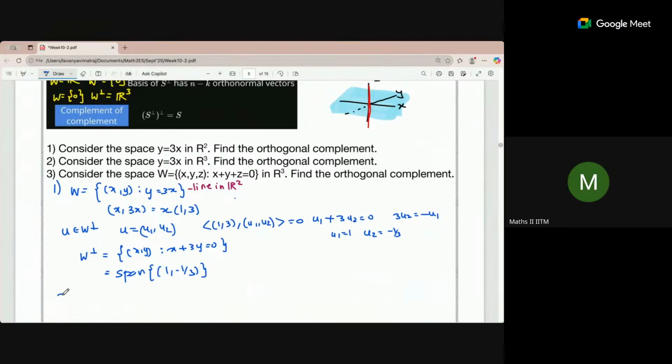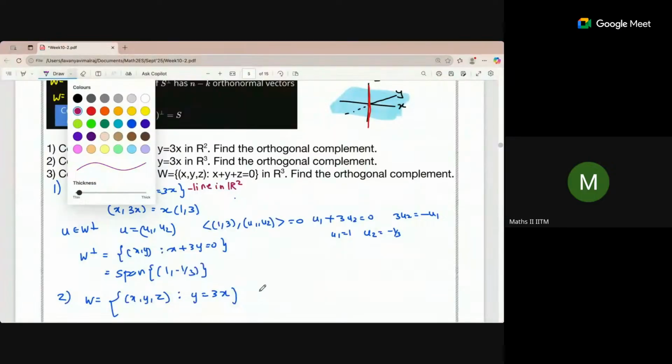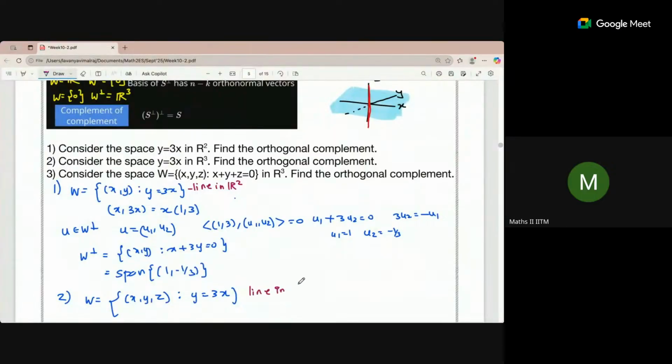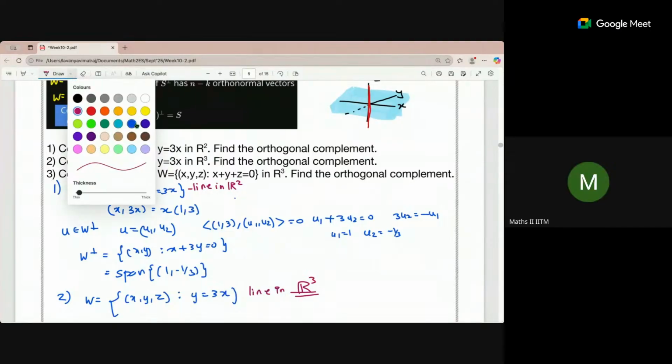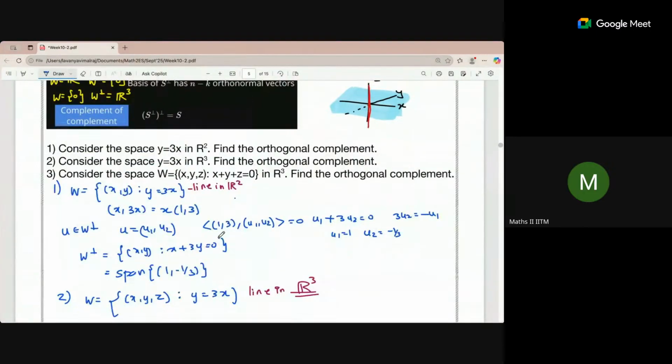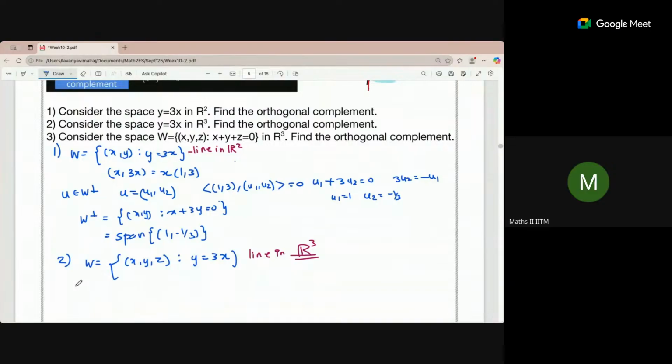Now the same thing, if you are doing it in R3, then this is now (x, y, z) such that y is equal to 3x. Now this is a line in R3. So W perp should be a plane, right? In this case, we will have two vectors spanning the plane. So here you have y is equal to 3x. So let us take u in W perp, and u is equal to (u1, u2, u3).